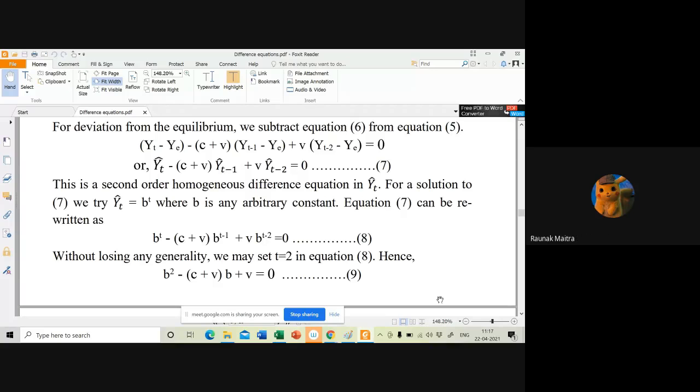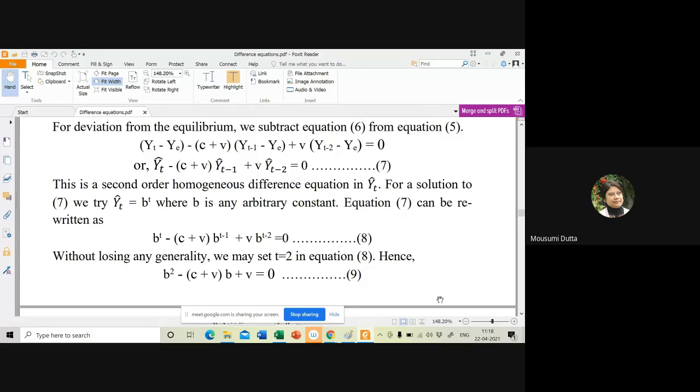We will find the roots, b1 and b2. What will be the general formula to derive b1 and b2? Minus b plus minus root under b square minus 4ac by 2a. Yes, very good. So the formula will be minus b plus minus root over b square minus 4ac by 2a. Please write down.